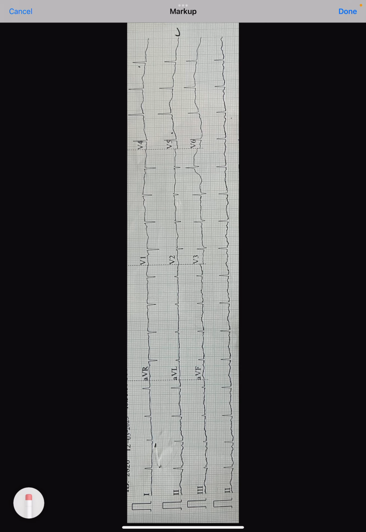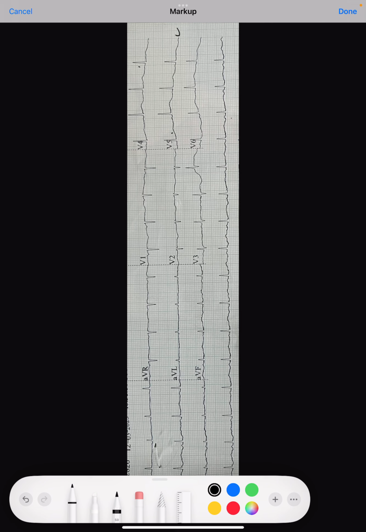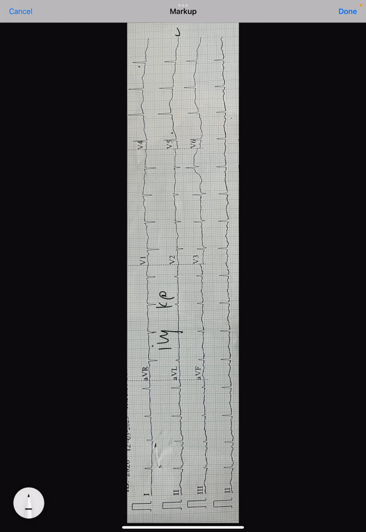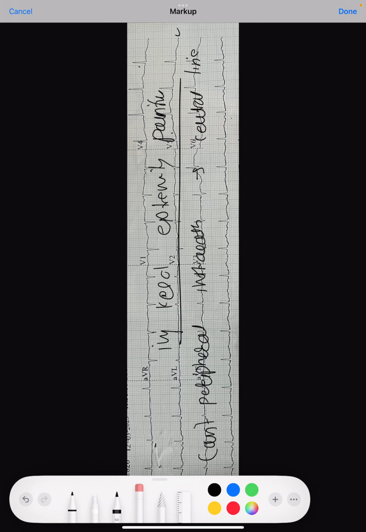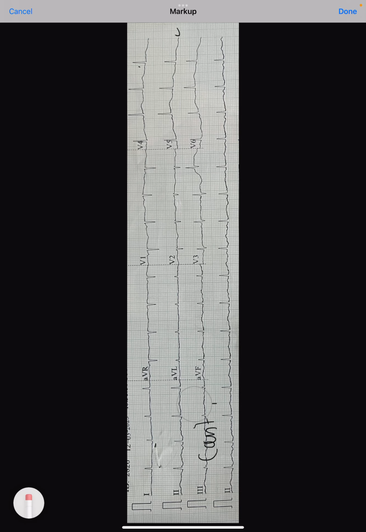This injection Ksol is extremely irritable, extremely painful. That is the reason why this much concentration cannot be given by a peripheral intracath. Best is to give this via a central line. So with a central line only, this much Ksol can be replaced.